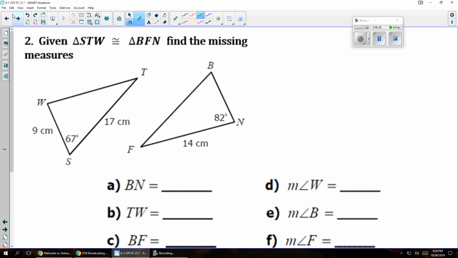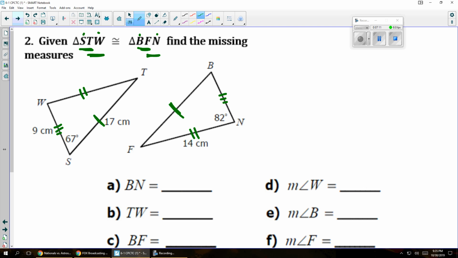So now let's look at this. We've got triangle STW being congruent to triangle BFN. It says find the missing measures. So let's first identify all the parts. It says that ST matches up with BF, and TW matches up with FN. And then finally, I could double check it, but SW matches up with BN.